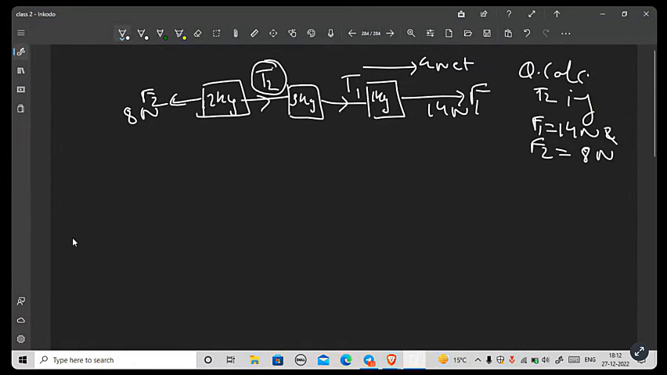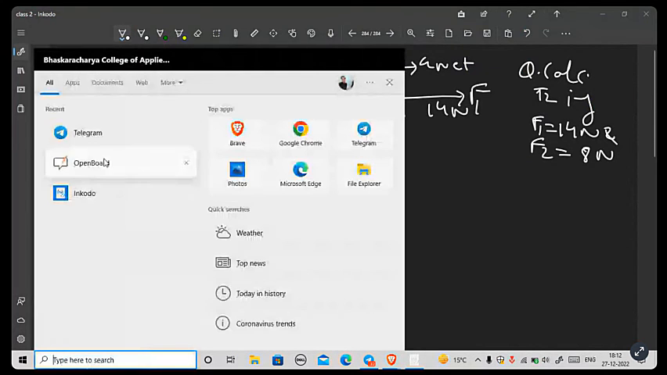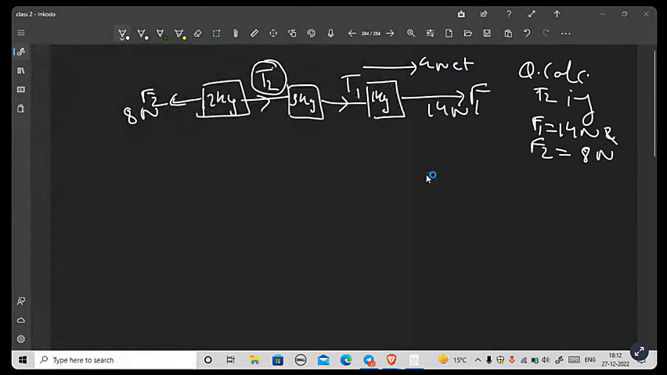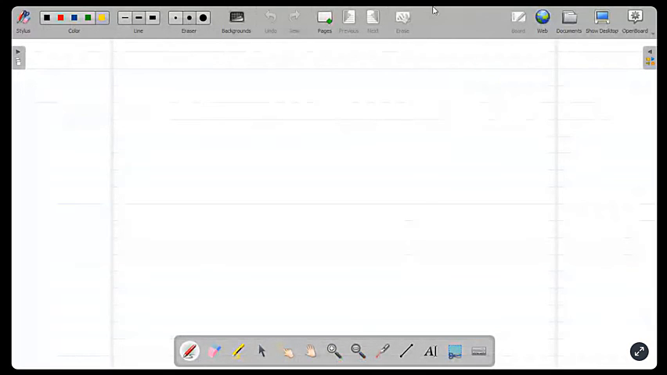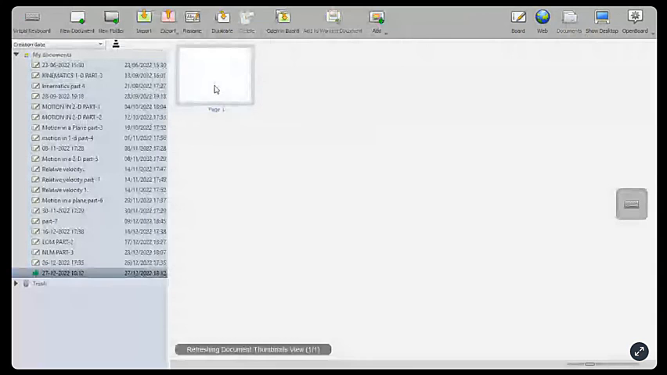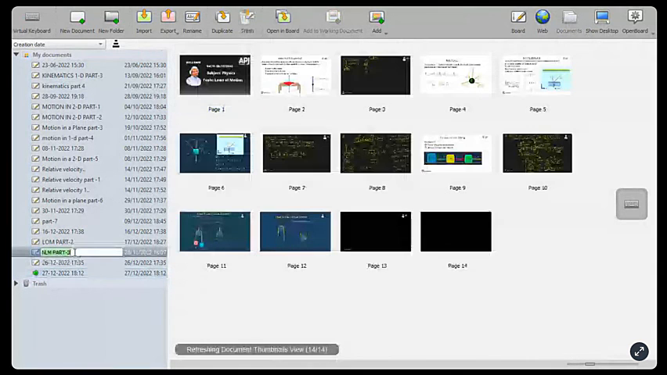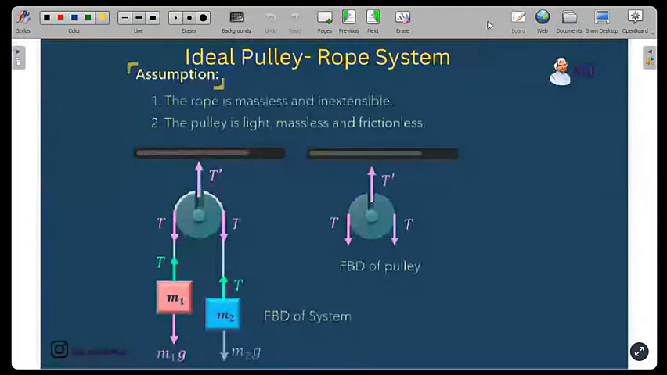Meanwhile, I hope all of you must have noted the question. Let me see the open board. I have some notes for the spring case. Yep, this was it. Ideal pulley and rope system.